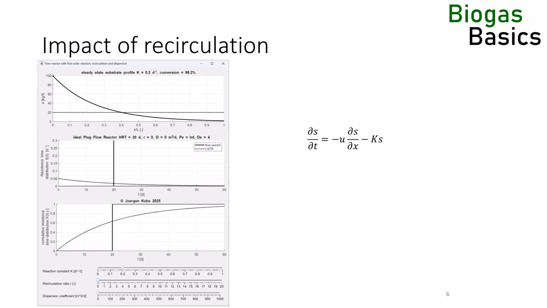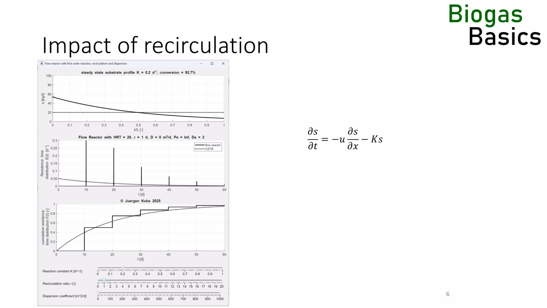Let's go back to our experiment. A plug flow reactor with 20 days hydraulic residence time and a reaction constant of 0.2 days to the power of -1. We can now examine what happens if we introduce recirculation. Let's start with a recirculation ratio of R equals 1. For every ton of feedstock fed, 1 ton of recirculate is added as inoculum to the digester, and in total, 2 tons are traveling through the digester. Upon reaching the end of the digester, 1 of the 2 tons is sent back to the inlet of the reactor and 1 ton will be discharged.